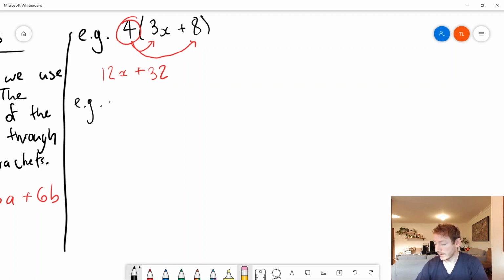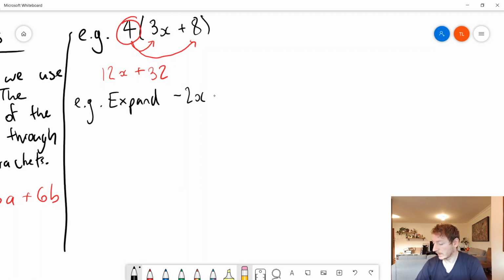And I should write what the actual question will say. It'll say something like expand. We'll do ones later on where it says expand and simplify. So let's have a go at this one.